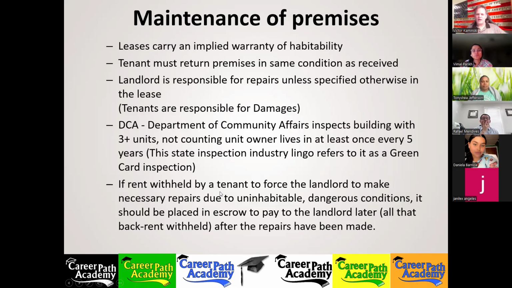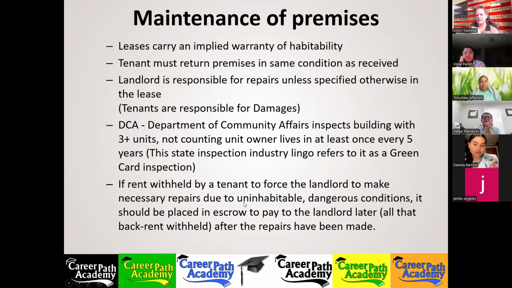Now, if rent is withheld by a tenant to force the landlord to make necessary repairs due to some uninhabitable or dangerous condition that they have not been fixing, you don't blow that money. When you're not paying the rent, you need to put it aside. You're just withholding it temporarily until the landlord makes those repairs. And then after they make those repairs, you don't just continue making your rent payments from that day forward. You've got to also pay the landlord all that back rent that you've been withholding from them.